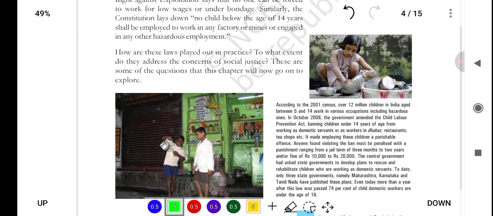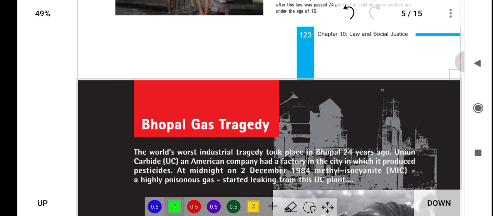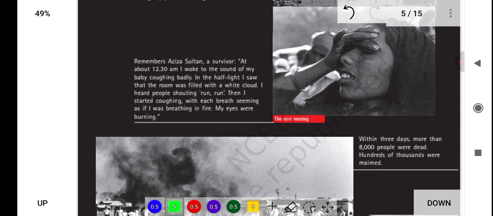Over 8,000 people died in a poisonous gas explosion in Bhopal. So, we'll now discuss the Bhopal gas tragedy. If you want, you can pause the video and have a look at these pictures and what is written in the snippet inside this black box.